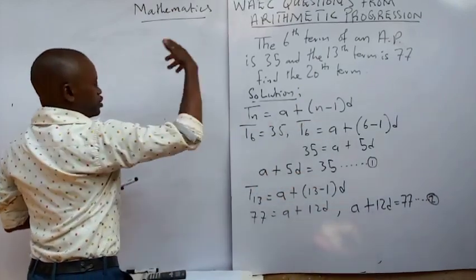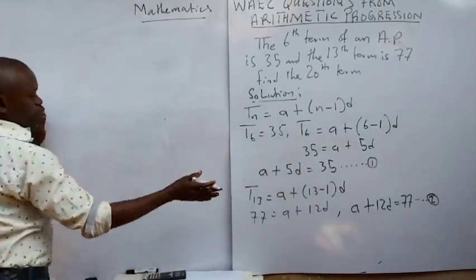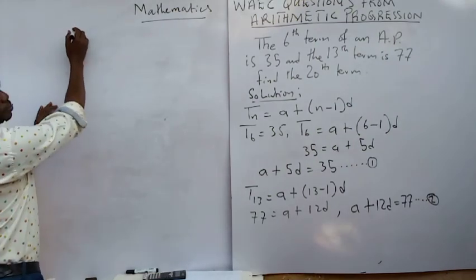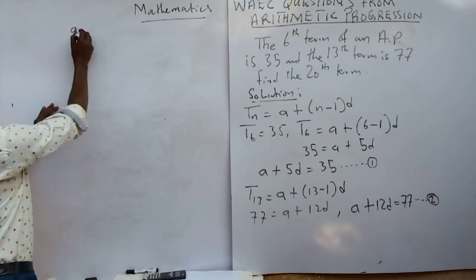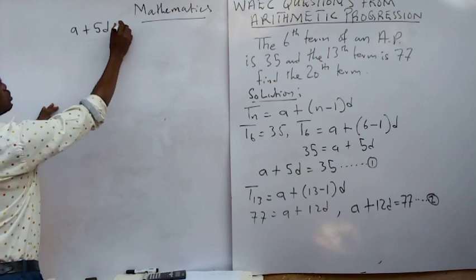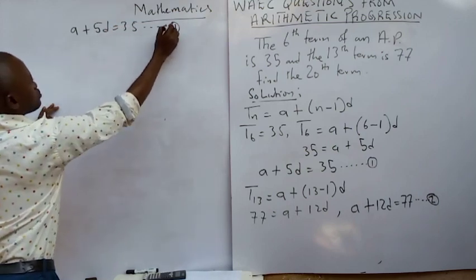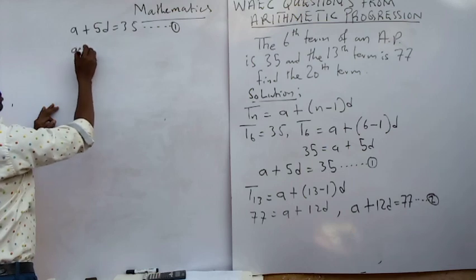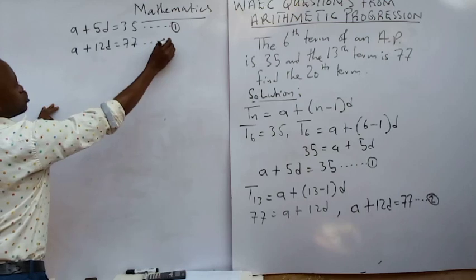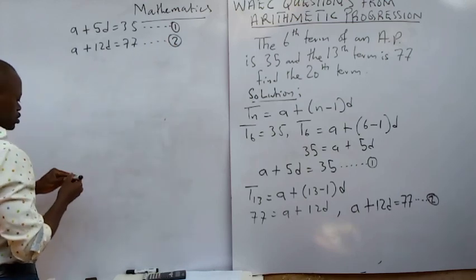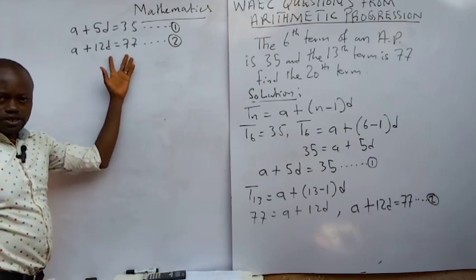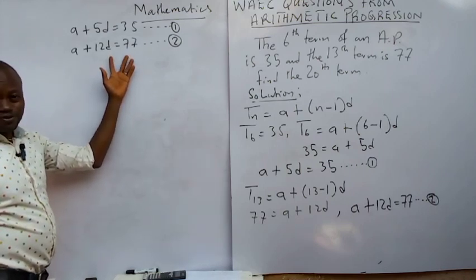Let me bring both of them over here. I have been able to get equations 1 and 2. So I will have that A plus 5D is equal to 35, call it equation 1. And A plus 12D is equal to 77, I'll call it equation 2. Then I will solve these two equations simultaneously, like a simultaneous equation.